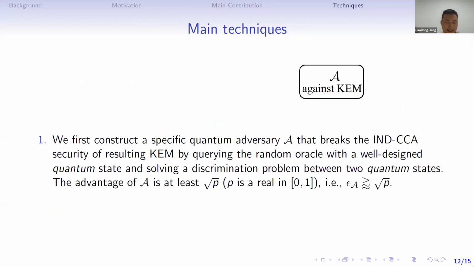The main technique is that we first construct a specific quantum adversary that breaks the CC security of the resulting CAM by querying the random oracle with a well-designed quantum state and solving a discrimination problem between two quantum states. The advantage of this specific adversary is at least square root p. P is a positive real.